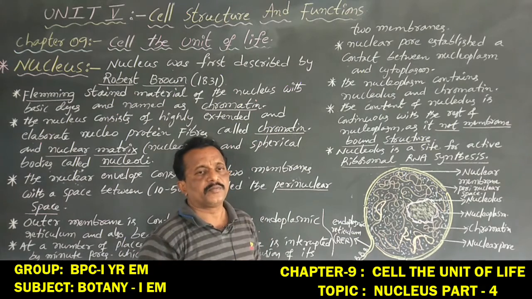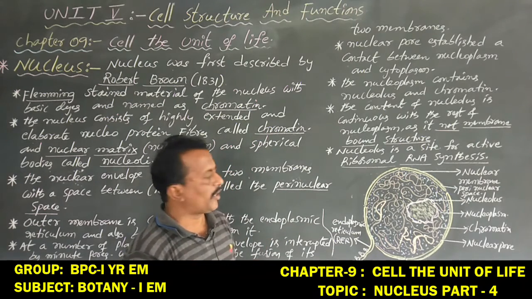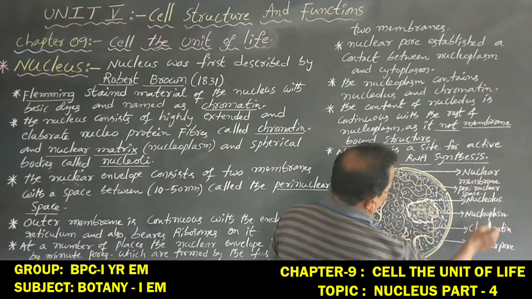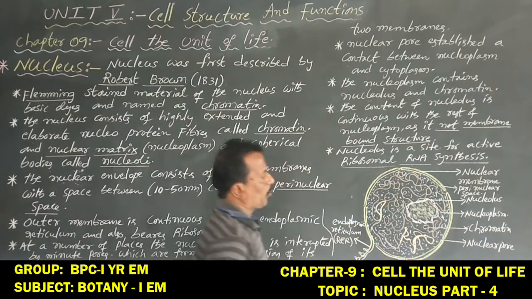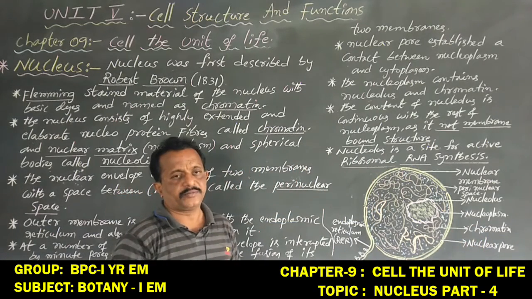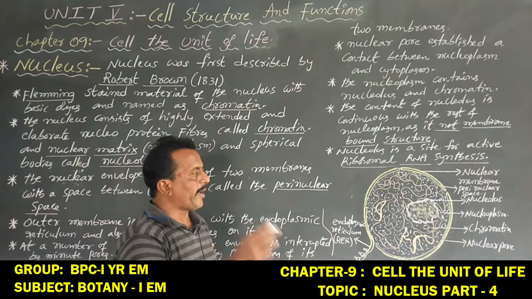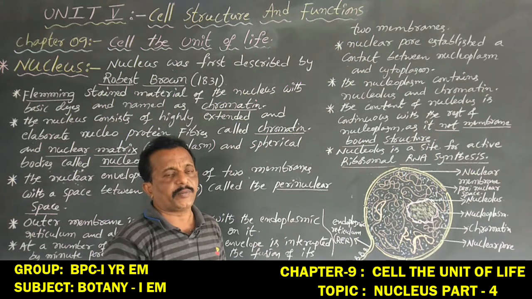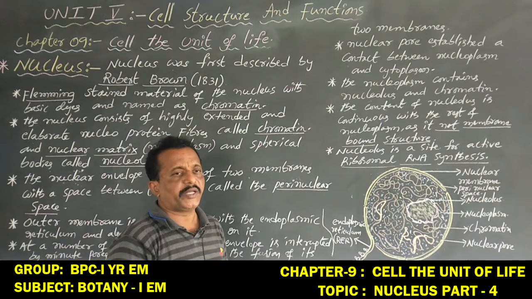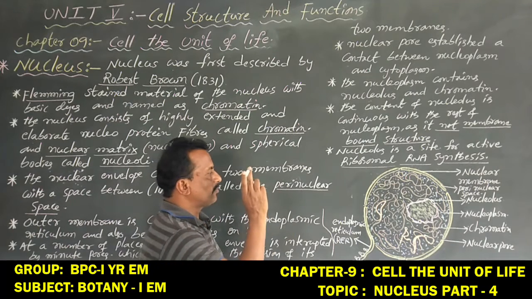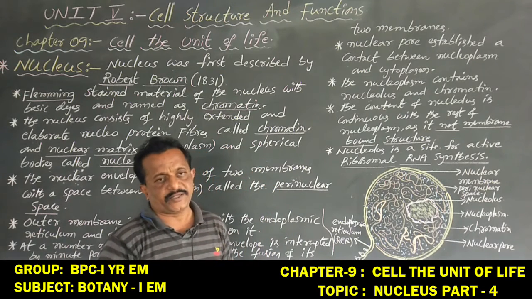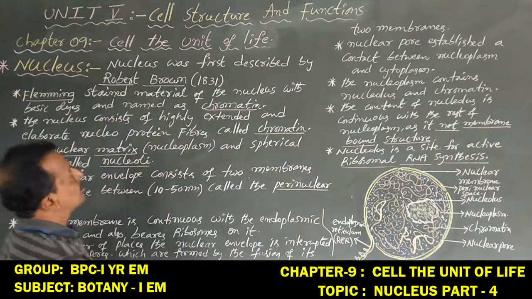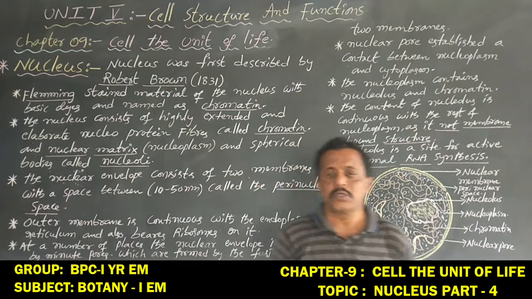So these are the parts of a nucleus. The main parts are nuclear membrane, nucleolus, nucleoplasm, and chromatin. So this is a main cell organelle of the plant cell. This acts as the brain of the plant cell. So dear students, this is about describing the structure of the nucleus.